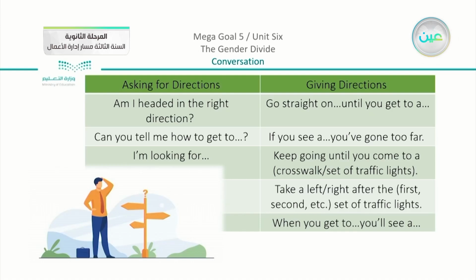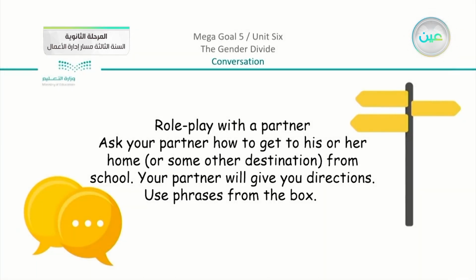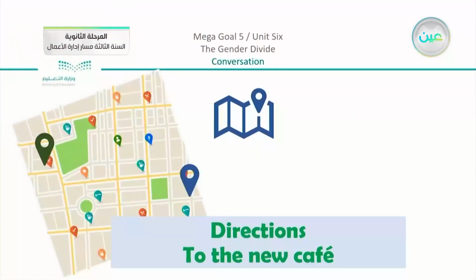So we are going to apply what we have here. You do have the instructions in the book to role play with a partner. Ask your partner how to get to his or her home or some other destination from your school. Your partner will give you directions. Use phrases from the box. So we do have an example here just to use our directions.